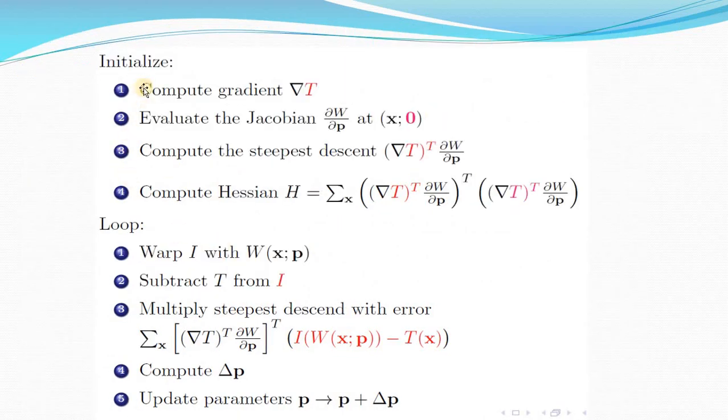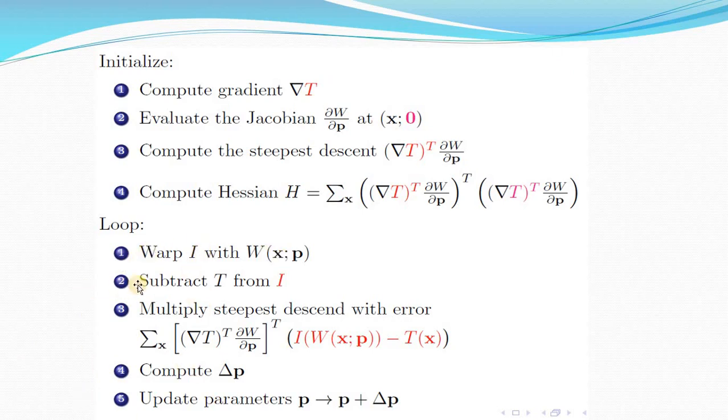So finally the algorithm is like this: there are some things that you just need to calculate once, initialize once. You calculate the gradient of T, keep it, evaluate the Jacobian, keep it, compute the steepest descent, keep it, compute the Hessian, keep it. And now the loop is only this much.